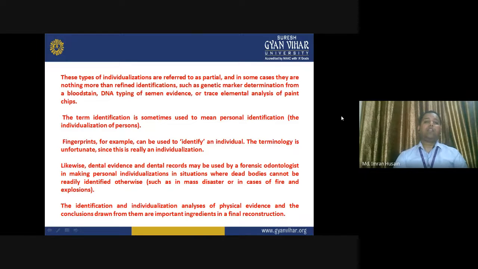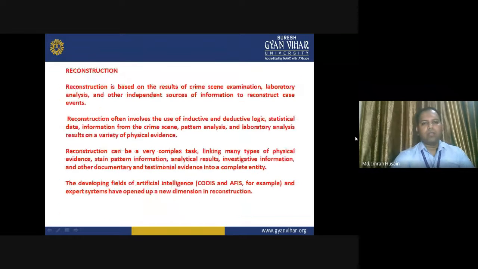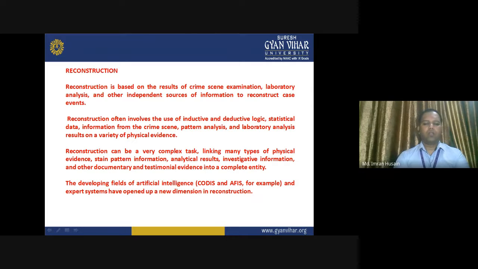The identification and individualization analysis of physical evidence and the conclusion drawn from them are very important ingredients in the final reconstruction. So such analysis and procedures are really very helpful in the final reconstruction of the crime scene. So, what are the things that come under the reconstruction? Okay, now coming on to the forensic reconstruction.